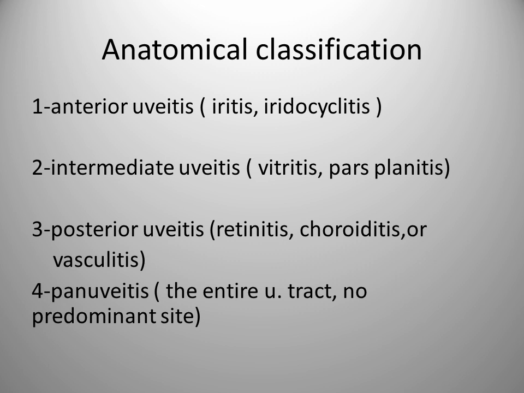Number 4, panuveitis. شو وقت أقول panuveitis? When there is no predominant site for inflammation, راح نشوف إنه the entire uveal tract is inflamed without having any site which is predominantly involved. يعني كل ال parts are involved to the same degree. فأشوف الأنتيرير chamber is full of inflammatory cells. أشوف الـ posterior chamber، أشوف الفيتريوس full of inflammatory cells. وأشوف أيضا الريتنا أو الكورويد أو retinochoroiditis، يعني أكو focal fundus lesion. هنا راح أسميها panuveitis.